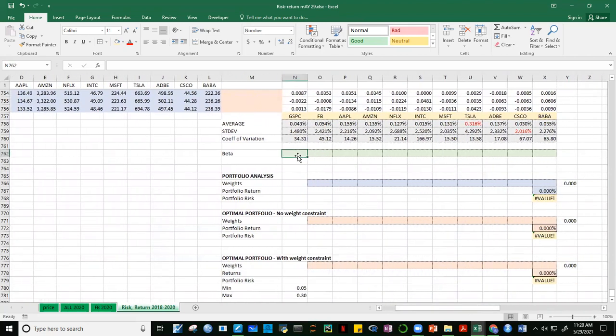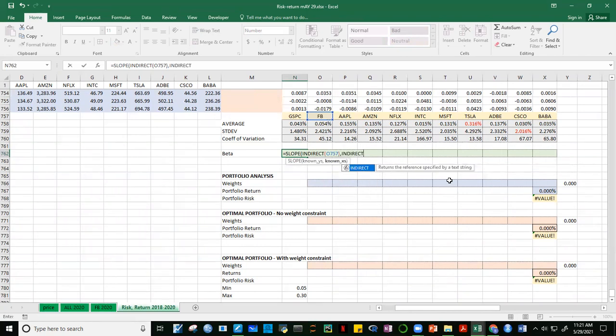Okay, so beta is equal to slope. Ano yung known-wise natin? Yung known-wise natin, ang Y natin should be si Facebook, si Apple, no? So what we can do is indirect natin to. Indirect of this one, okay, that's our Y. What's our slope? Our slope is indirect natin to.